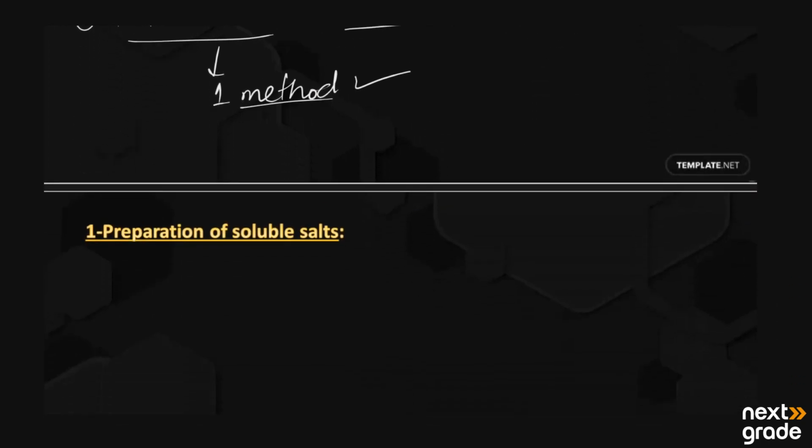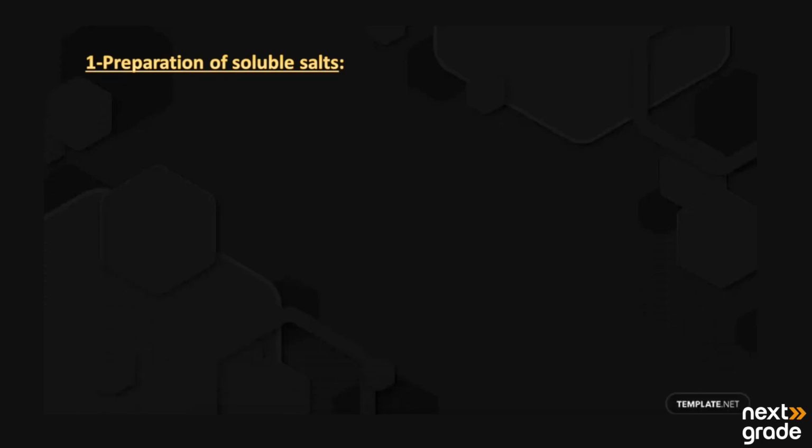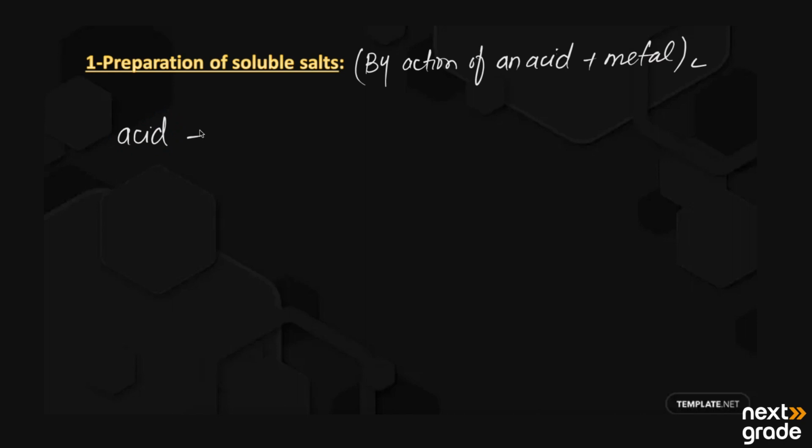So let's start with the first method for the preparation of the soluble salts. It is by the action or reaction of an acid with a metal. When an acid reacts with the metal, we gain a product, and the product is a salt, along with the production of hydrogen gas.